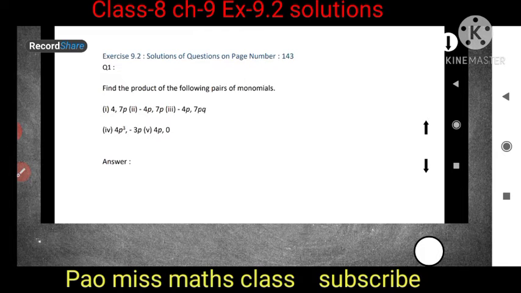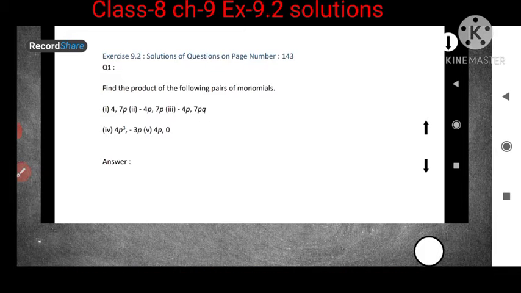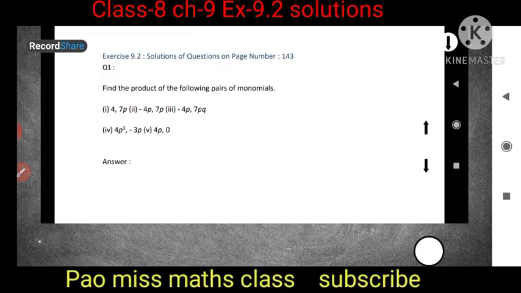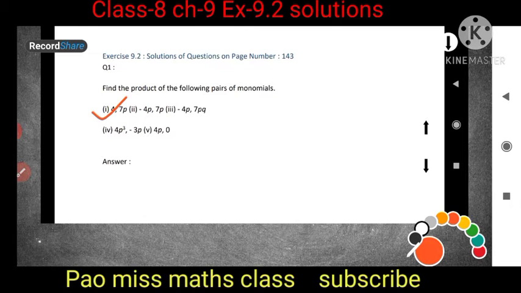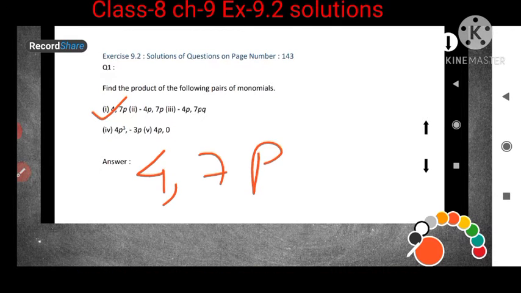Monomial, we know, means an expression with one term. There will be only one term, that is called a monomial. So we have to find the product. Product means multiplication. So the first one is given, 4 comma 7p, which means we have to multiply these two terms.